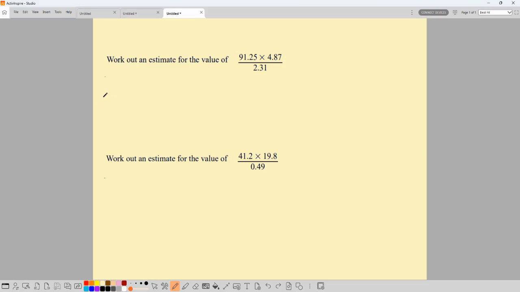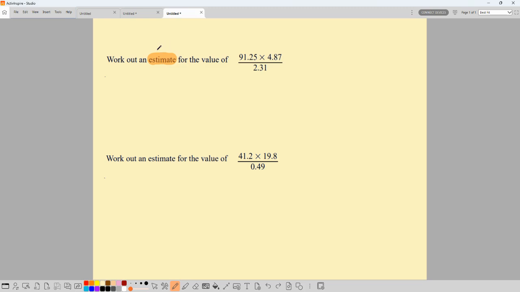You can save a lot of time by knowing this. The word estimate means that you have to round the numbers before doing the calculation. It's very, very common that when a student sees a question like this, they start doing the whole calculation without doing anything else first. So they might start doing 91.25 times 4.87 and then dividing that answer by 2.31. Obviously, that's going to take a lot of time. And unfortunately, you're not going to get any marks.